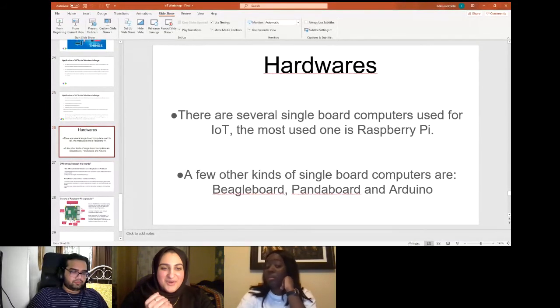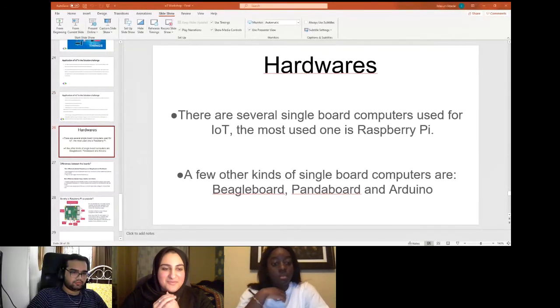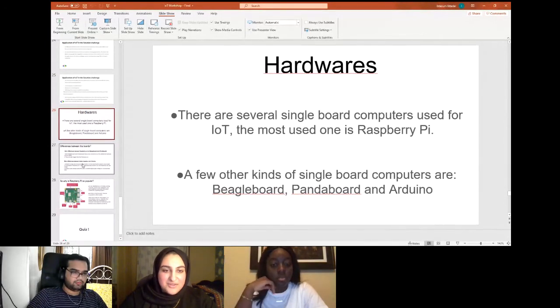Now moving on to hardware, which is quite a big component of IoT. There are several single board computers that are used. Mostly, the most popular one is Raspberry Pi. A few others are called BeagleBoard, PandaBoard, and Arduino.